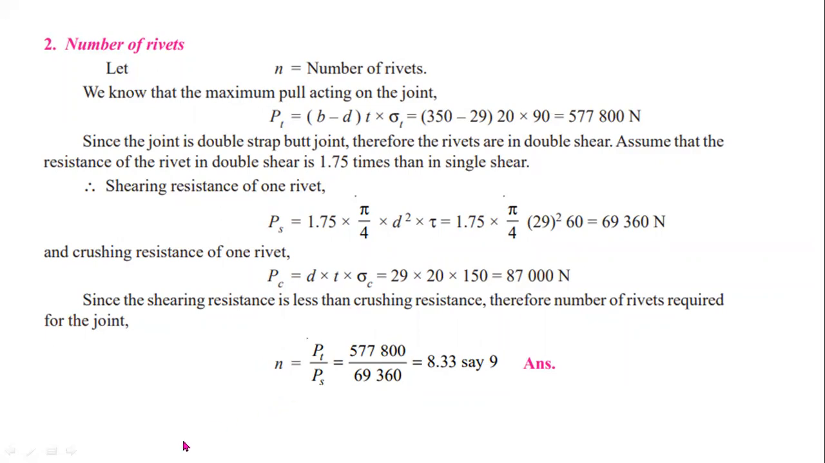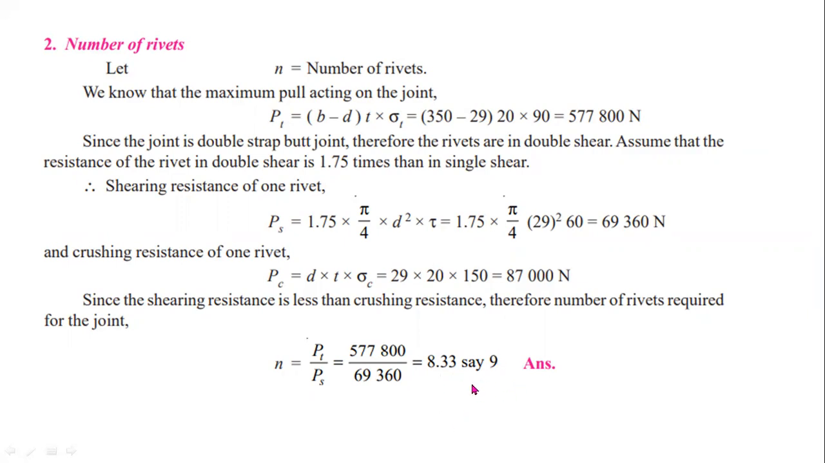Already we know the formula for the number of rivets required: n equal to tearing strength divided by the least value of PS and PC. Here the least value of PS and PC is 69,360. So the least value is PS, and the PT value is 5,77,800. So from this equation, the number of rivets required n is approximately 8.33. So you have to consider the rounded value, that is 9. Number of rivets required equal to 9, n equal 9 rivets required.